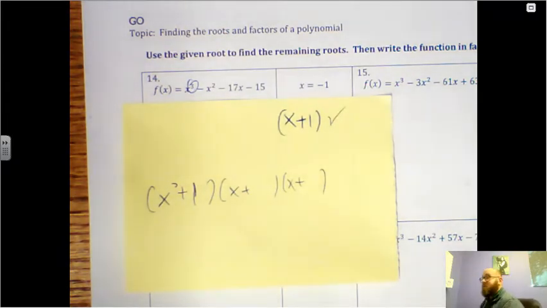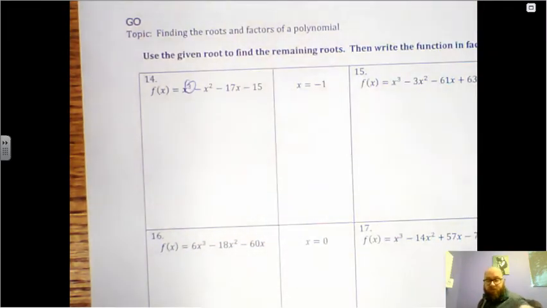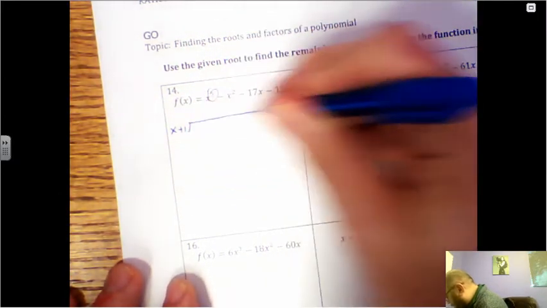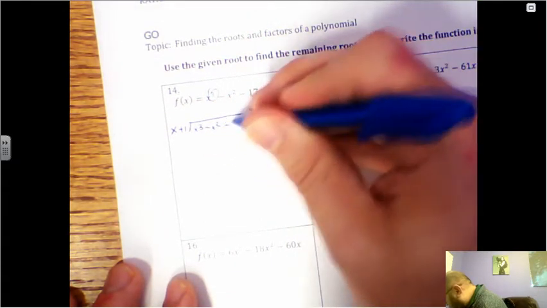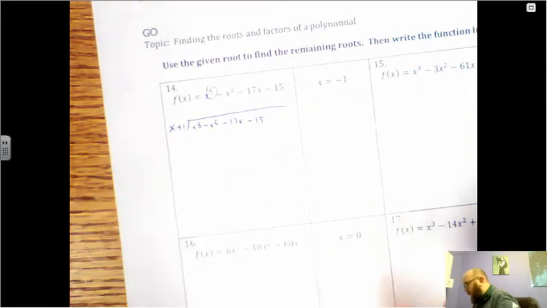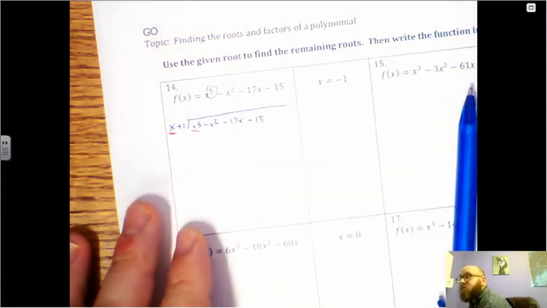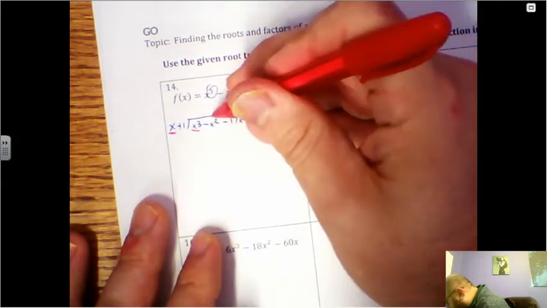So how do we actually go about doing this? One of the ways we can do this is just with classic long division. So when I'm doing this with long division, I know I'm taking x plus 1 and I'm putting it into all of this: x cubed minus x squared minus 17x minus 15. So to do this now, I look at my leading term, which is an x, and I ask myself, what do I have to multiply x by to get x cubed? I have to multiply it by an x squared.